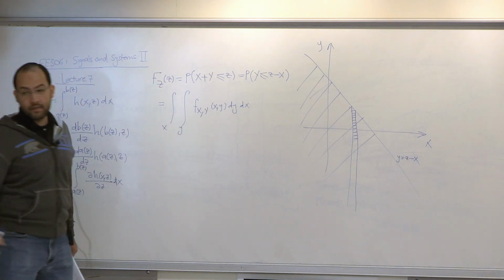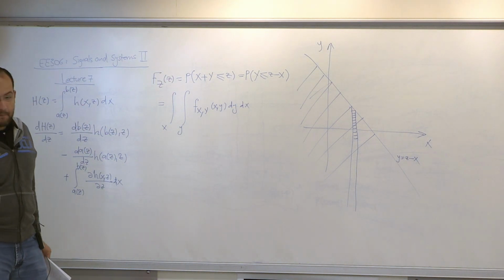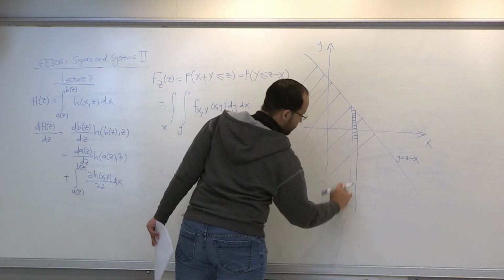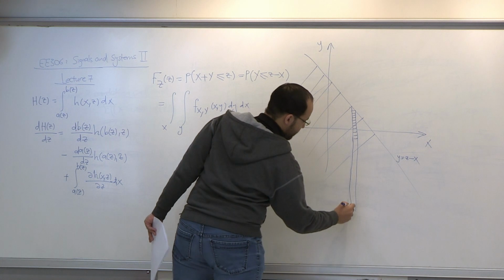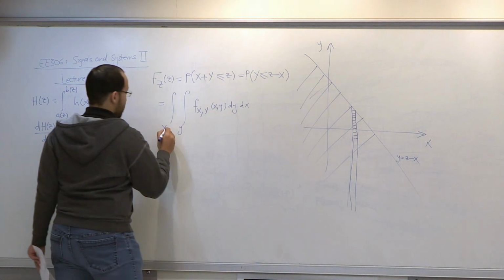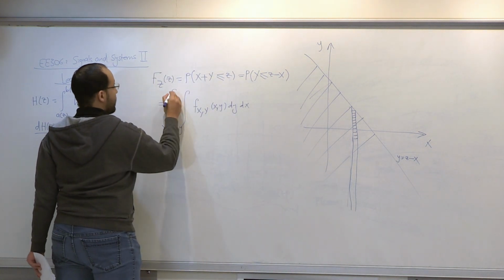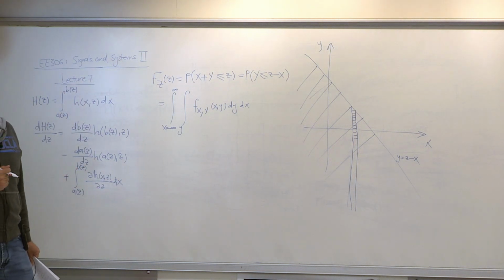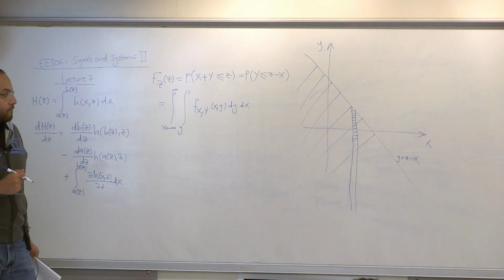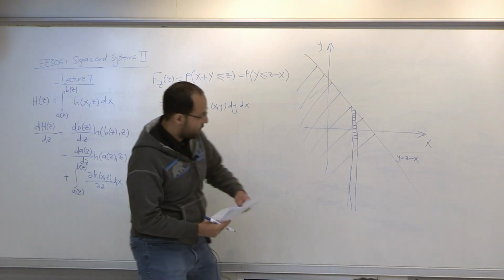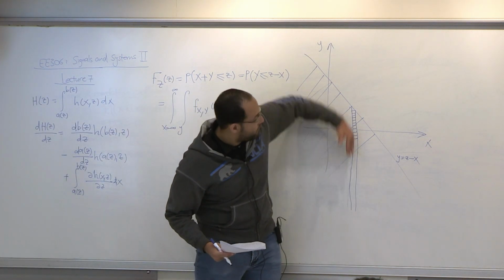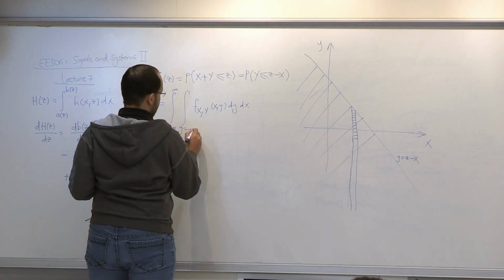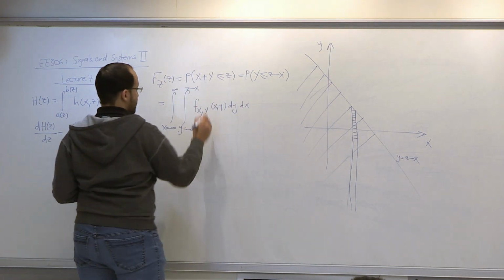What is the range of x? Thank you. Minus infinity to infinity. This stripe is not really a good stripe. So x is from minus infinity to infinity. How about y? Not x. Yeah, from minus infinity to the line, right? So from minus infinity to z minus x.